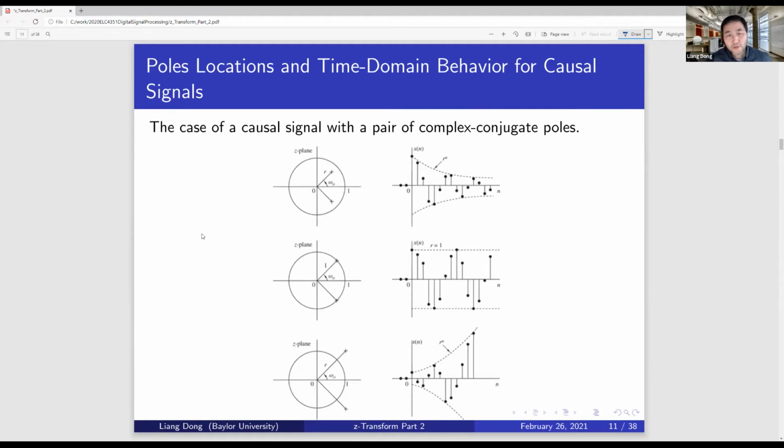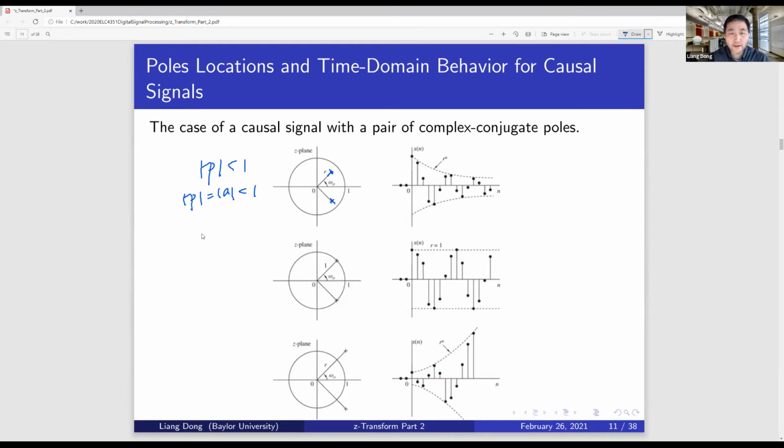The case of a causal signal with a pair of complex conjugate poles. Now, if I have a pair of poles, but they are complex numbers, then they have to appear as complex conjugates. So one is here, one is here. This is the same case when the pole is within the unit circle, which we just found out: P is actually equal to A, but it's less than 1, within the unit circle. And then I'll have this first picture.